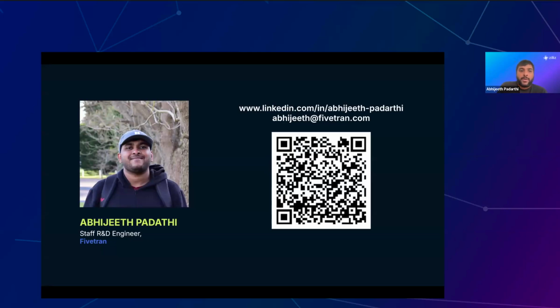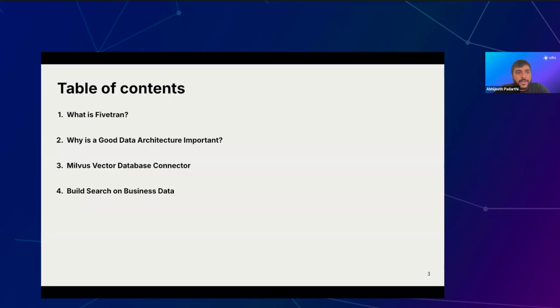My work in the CTO's office is mostly involved in building RAG applications internally to help our internal teams, our support agents, our HR teams, and our sales teams be able to find knowledge very easily that they need for their day-to-day jobs. Today I'll be talking about what is Fivetran, why a good data architecture is important for you to build your RAG app, how Milvus can now connect to Fivetran, and also a demo on how you can build a search or a RAG application yourself on business data using Fivetran, Milvus, and any other tool.